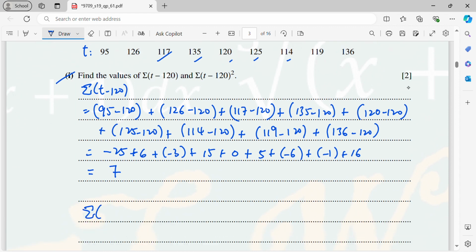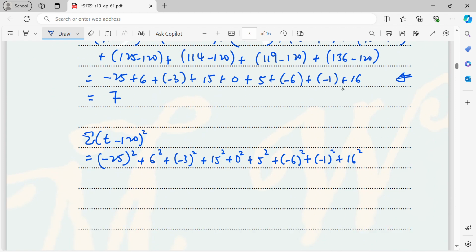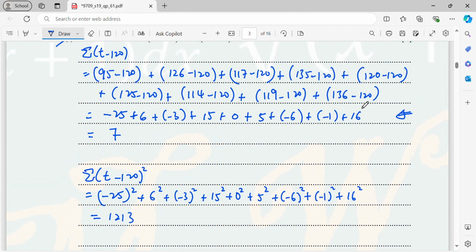And then the next summation is summation of t minus 120 squared. So it means that now I have to square all these values. So it will be minus 25 squared plus 6 squared plus minus 3 squared plus 15 squared plus 0 squared plus 5 squared, then minus 6 squared plus minus 1 squared plus 16 squared. Then from here, you will be getting the answer of 1213. So that's the solution of this question.